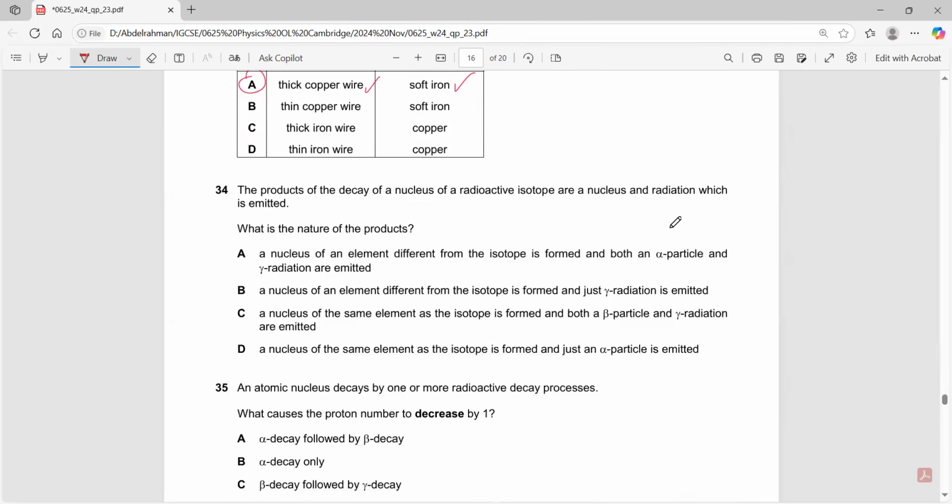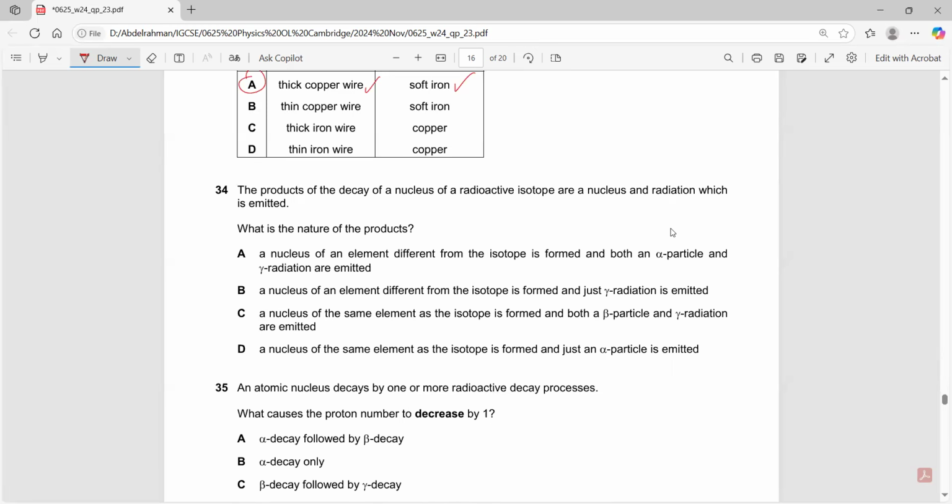The products of decay of a nucleus of radioactive isotope are a nucleus and a radiation which is emitted. What is the nature of the products? Okay, products of the decay are a nucleus and a radiation which is emitted. A nucleus of an element different from the isotope is formed and both alpha and gamma radiation are emitted.